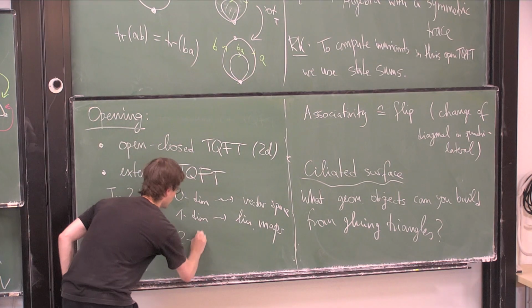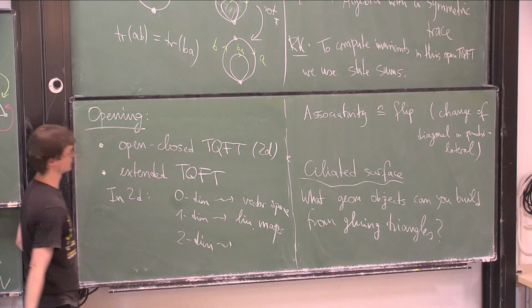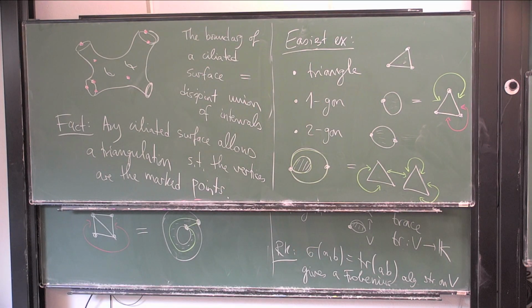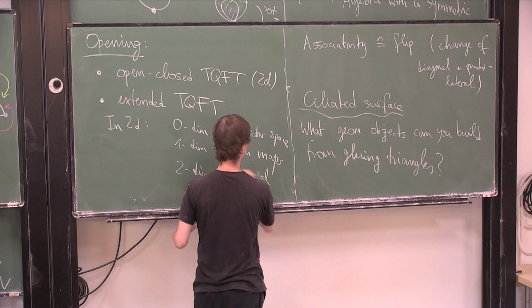But what can you do for 2-dimensional things then? Well, it's a linear map between linear maps. So it's, I don't know, a natural transformation or something. Or it's called an intertwiner, I think.